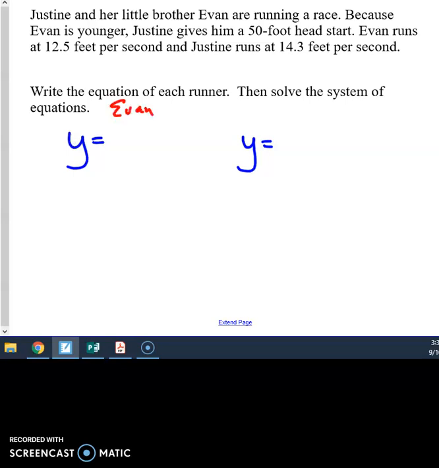So Evan and Justine. So Evan actually, if I'm thinking about graphing this, Evan gets a nice advantage. Evan's starting at 50 feet, where Justine is starting with no head start. So Justine's B value, hopefully you chose 0, and Evan's, hopefully you chose 50.